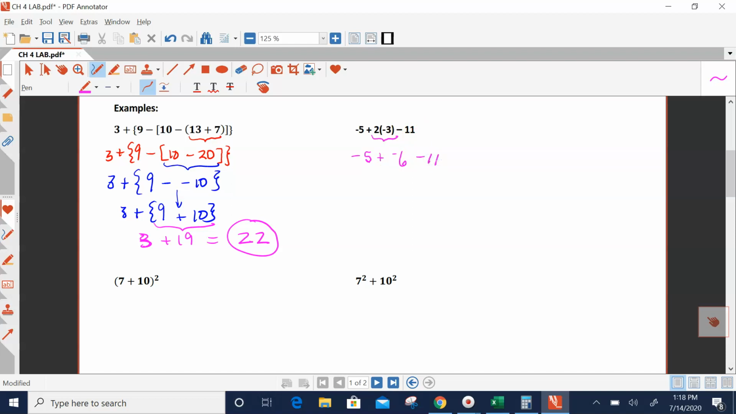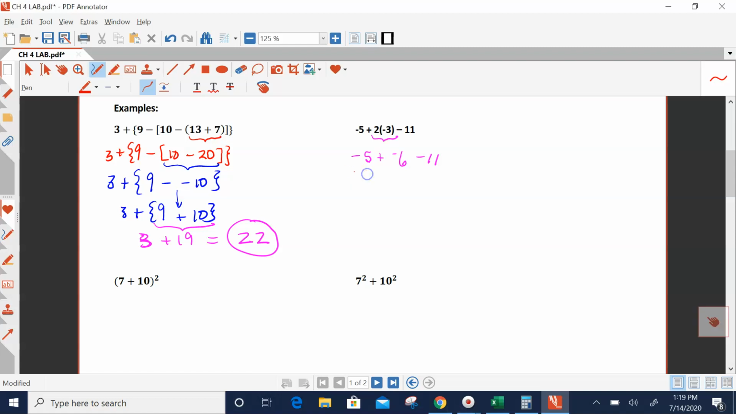So what I have is a negative 5 plus a negative 6 minus 11. So again, we're going to go from left to right. I've taken care of all multiplications and divisions. I didn't have any division, but I took care of all multiplications and divisions. After that, I'm going to do additions and subtractions going from left to right.